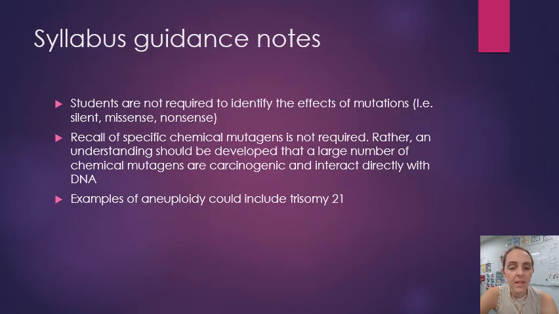Now, the syllabus states that even though you need to identify the mutations occurring and what they do, you're not required to identify the effects of mutations, for example, silent, missense, and nonsense mutations. So you need to get how they happen, but not necessarily the effect that they have. It also says that recall of specific chemical mutagens is not required, but rather you should have an understanding that a large number of chemical mutagens are carcinogenic and interact directly with the DNA. It also says that for aneuploidy, the example could include trisomy 21. So I would take that as a good indication that you should understand how Down syndrome works.